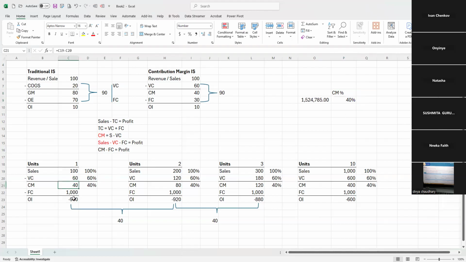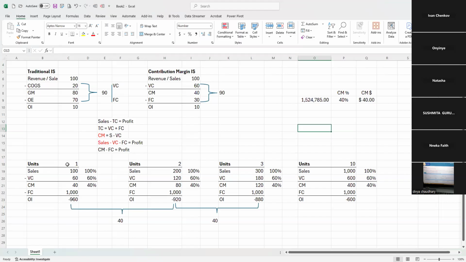How about contribution margin as a dollar per unit? How much is it going to be? It's going to be $40, always. Make sense? Yes. And those two are never going to change. They're always going to stay the way they are.